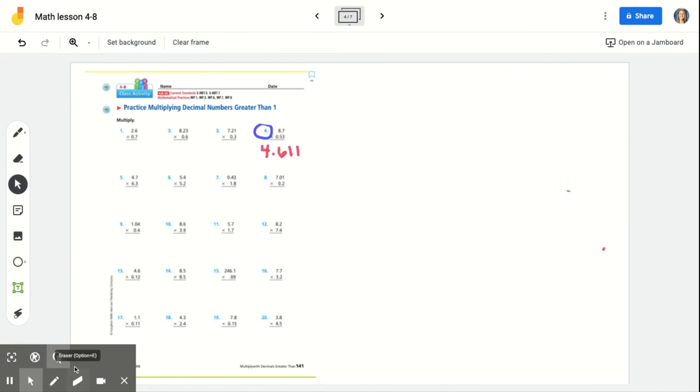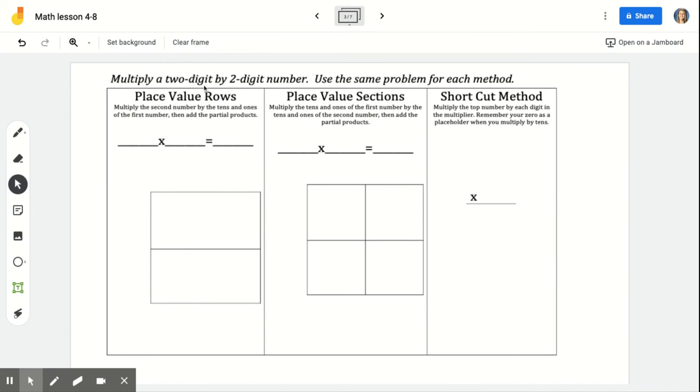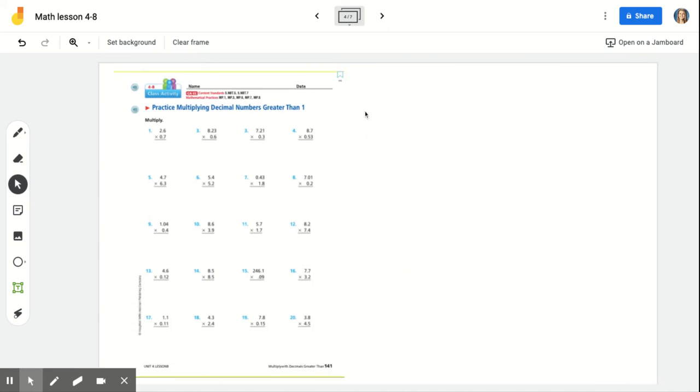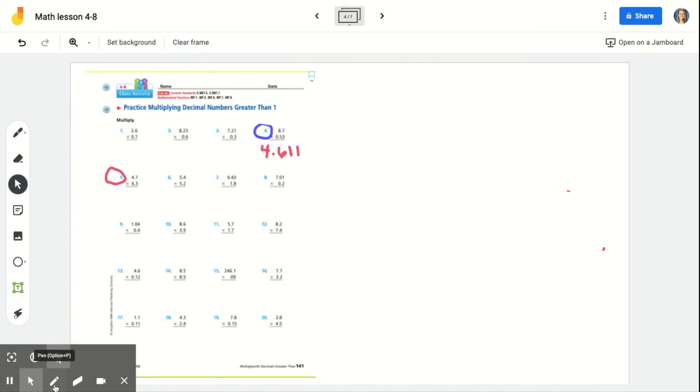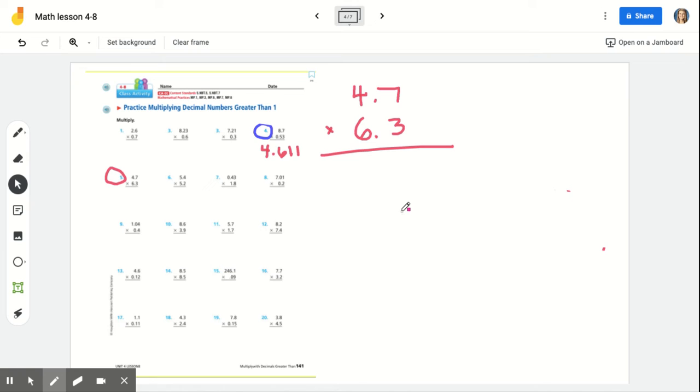Okay, go ahead and erase your whiteboard. We're gonna work our way over. Let's do number 5 together, and we're gonna use the place value rows method here, where we keep one digit the same and we break the other factor into its place values in order to solve. So let's rewrite the problem. 4 and 7/10 times 6 and 3/10 on our whiteboard, nice and small. Is that on your whiteboard?